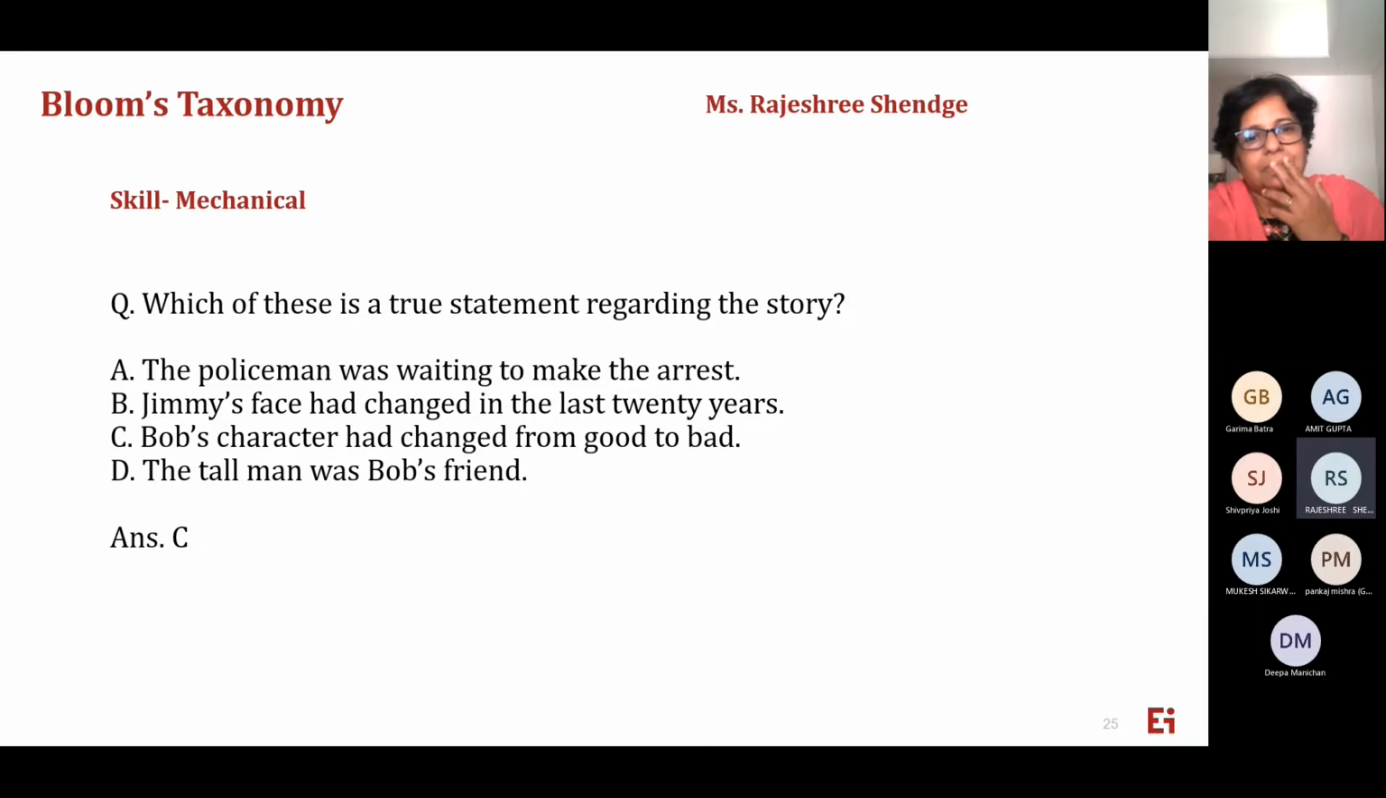Ma'am, all these four options which I have given are mechanical. They are only based on remembering the story, and the student can easily solve the question. So you're saying they just have to recall whether each of the statements is true or false, is it? Yes. Okay.